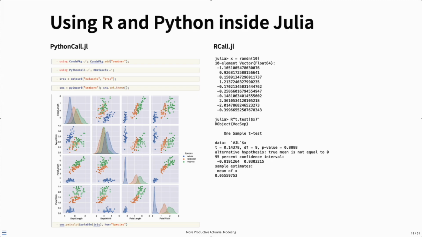So this is a super powerful way to leverage the full Python and R ecosystem within Julia. So you can see that, for example, in this R example, we've created a vector of 10 random normal numbers, and then we use the one sample t-test function that's built into base R to calculate a t-test on this sample of Julia values, and it automatically transforms the Julia data into the R data types when it calls that function.